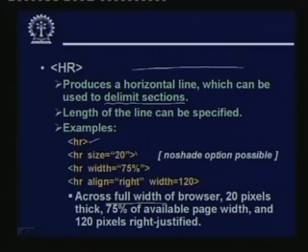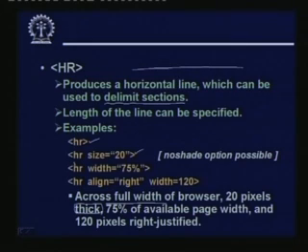If you give HR size equal to 20, this 20 will mean the thickness of the line, that means how thick the line will be. Now, if you give just HR size equal to 20, then the line will be displayed as a hollow thick line like this. But if you give an additional attribute called noshade after this 20, just a space and then noshade, then this line will be solid, this will come as a solid line.